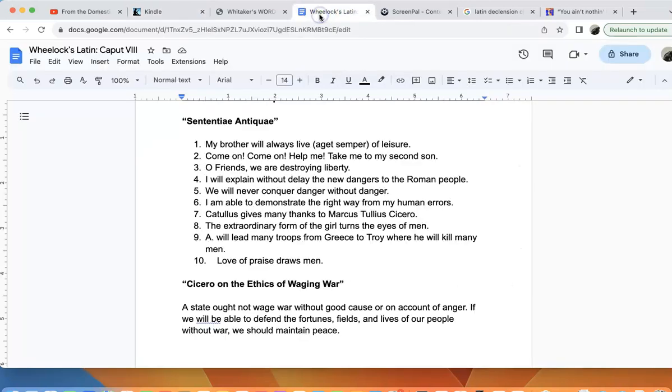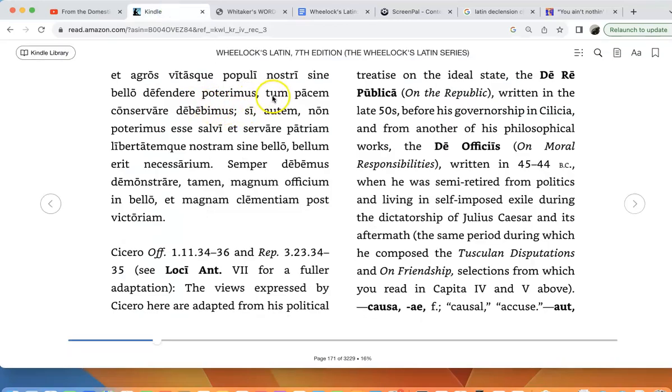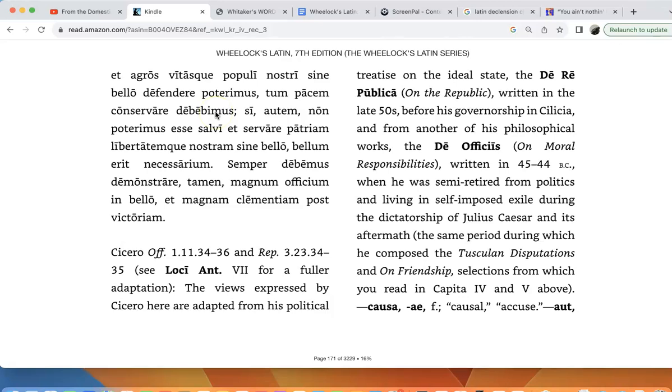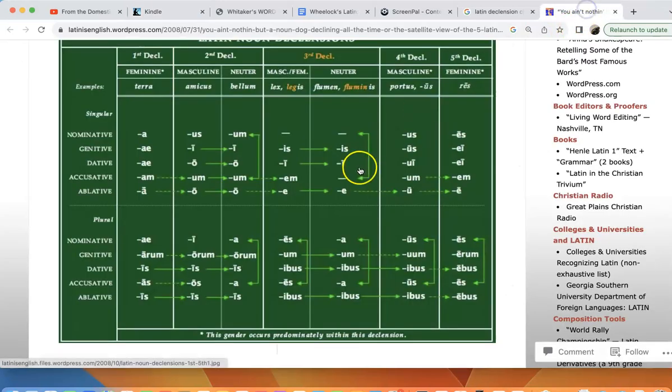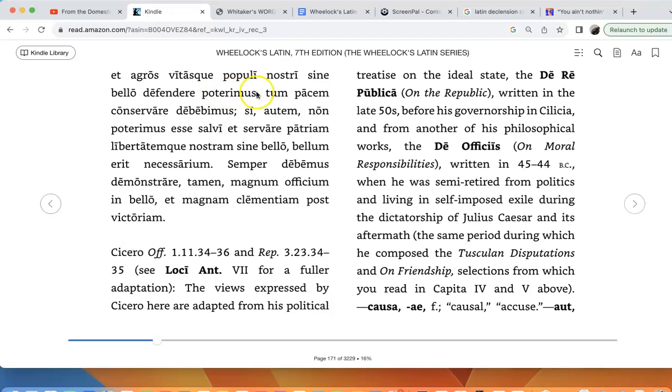Maybe I should be consistent. So then we will maintain peace. So we go back here. So tum means then. We will, or literally we ought to, but in the future tense. So we should maintain. Pacem is third declension, accusative singular. And so that is our direct object.